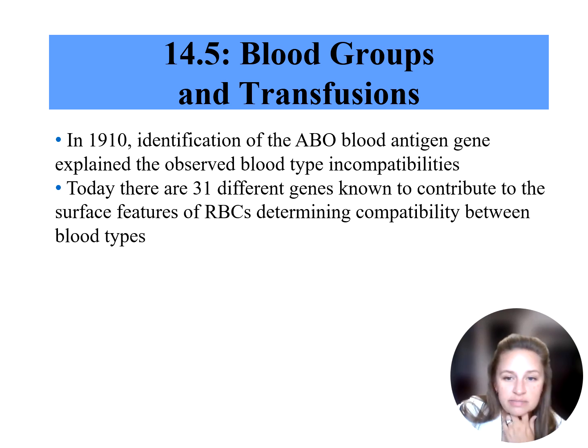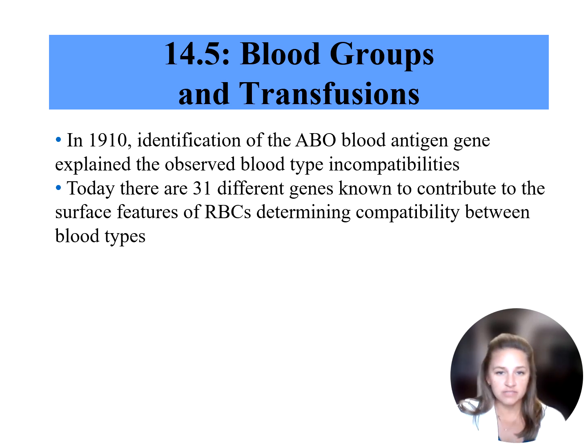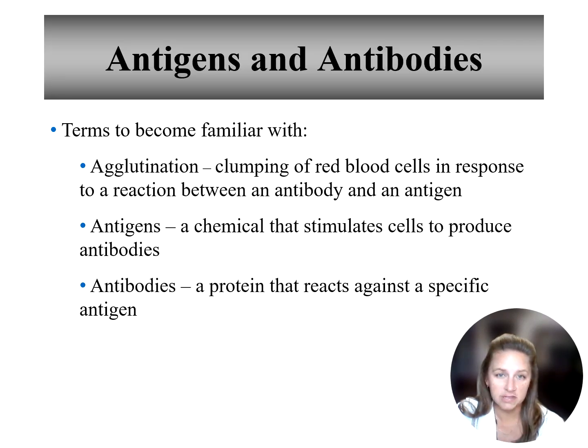Okay, so the last thing that we have to talk about with blood are blood groups and transfusions. There are a lot of genes, 31 genes, that are known to contribute to what are called blood groups or blood types. Basically, it's the type of antigens and antibodies that can be found on your red blood cells. Some terms that we need to be familiar with are agglutination, and agglutination means clumping of red blood cells together in response to a reaction between an antibody and an antigen.